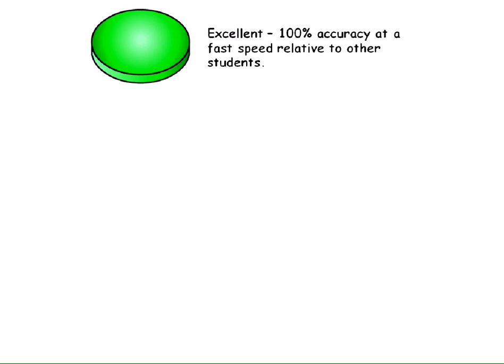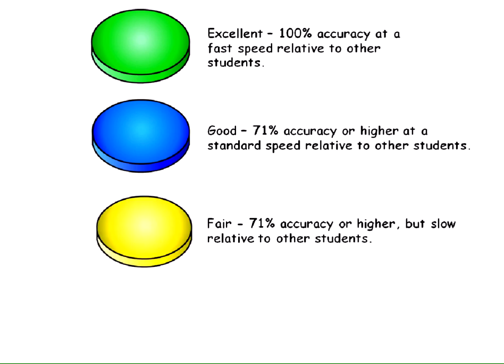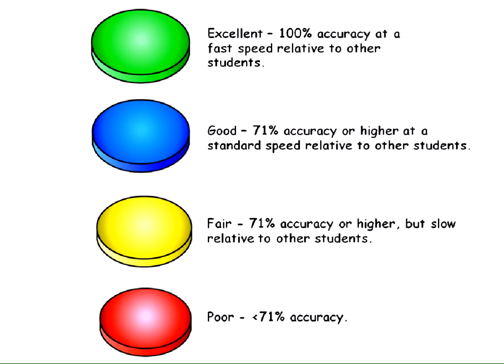An excellent score consists of 100% accuracy and a fast speed relative to the performance of all other students in the program. A good score consists of 71% or higher accuracy at a standard speed relative to all other students in the program. A fair score consists of 71% or higher accuracy at a slower speed relative to all other students in the program. A poor score consists of lower than 71% accuracy.